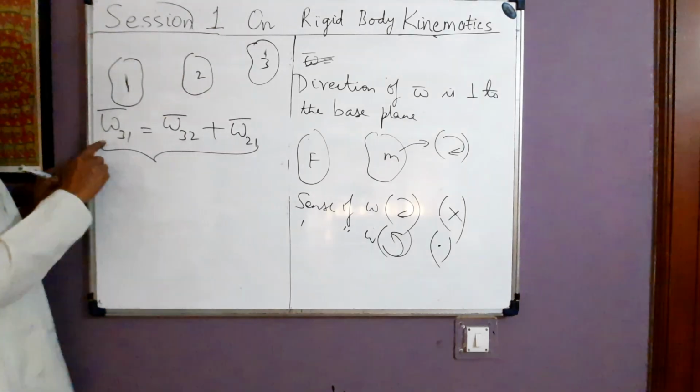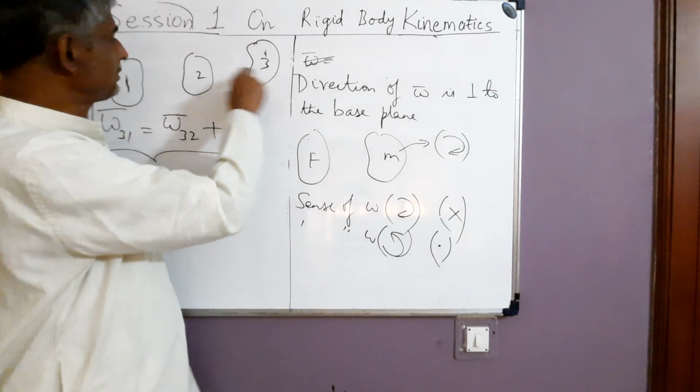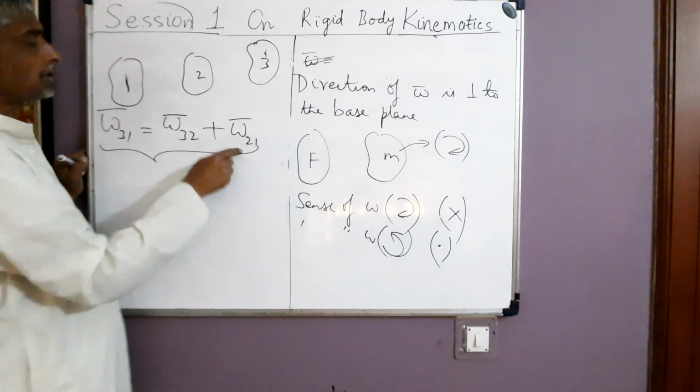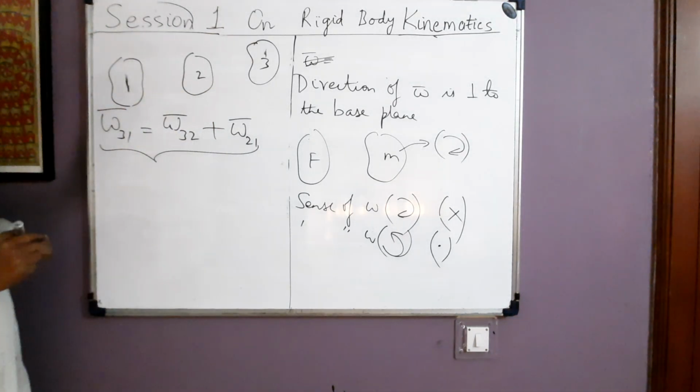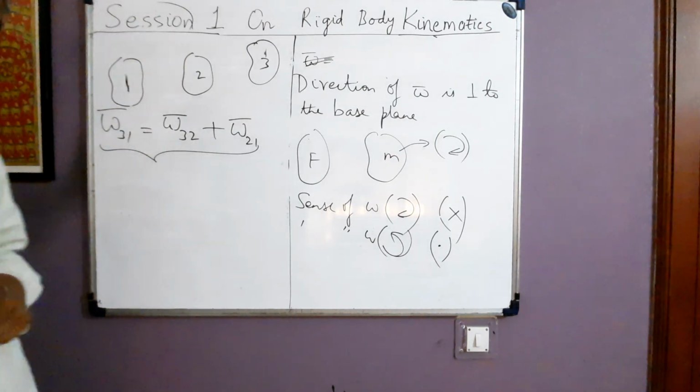So omega 3,1 is the angular velocity of 3 with respect to 1. Omega 3,2 is the angular velocity of 3 with respect to 2. Omega 2,1 is the angular velocity of 2 with respect to 1. If we add these two, we get this. This relation you must remember, okay?